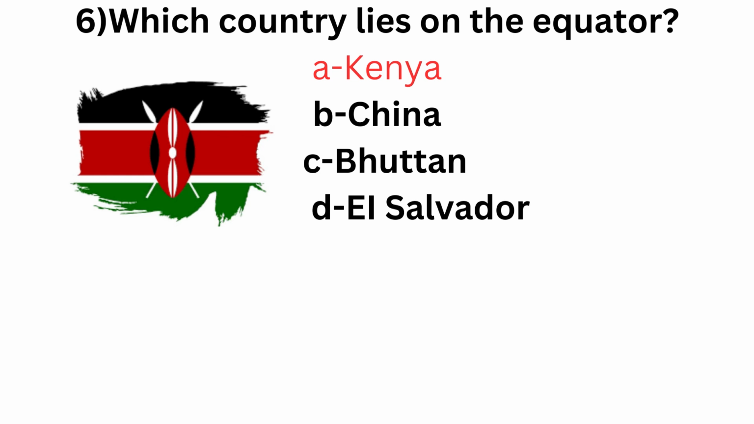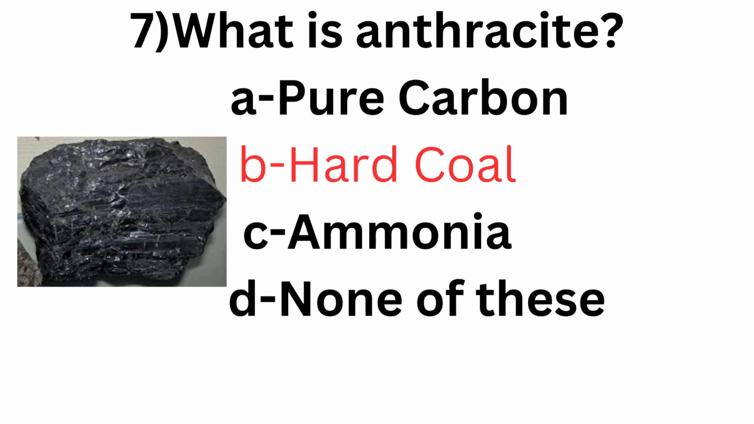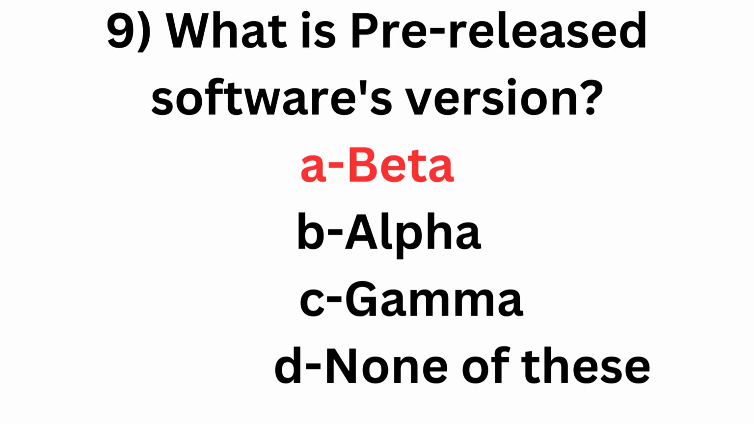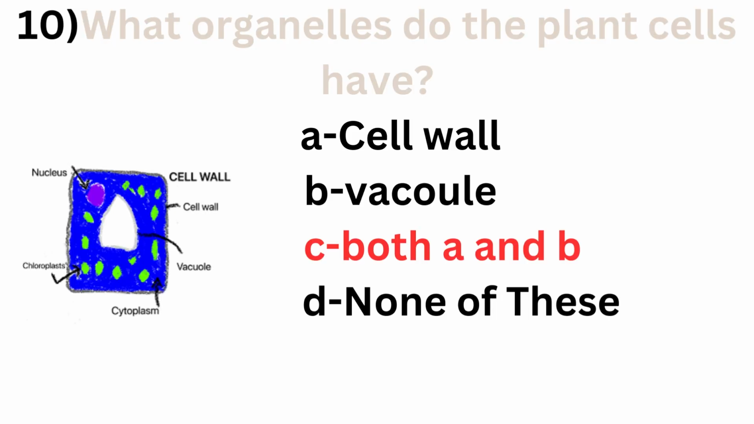And which country lies on the equator? So Kenya is the only country which lies on the equator. And what is anthracite? So anthracite is also called hard coal. And how many bits are required to store the hexadecimal word AF? So it is 8 bits. And what is a pre-released software version? So it is beta.